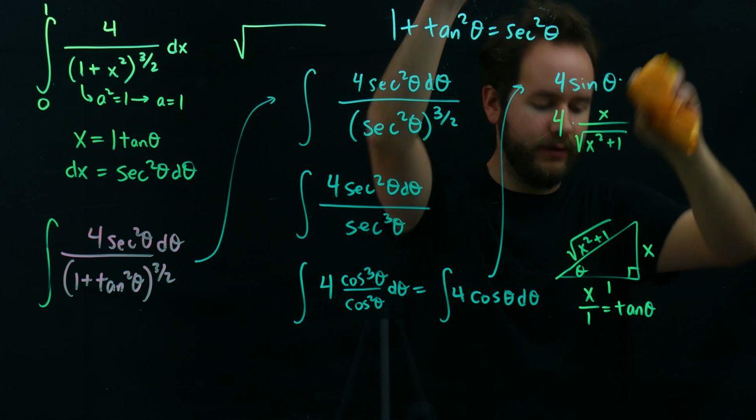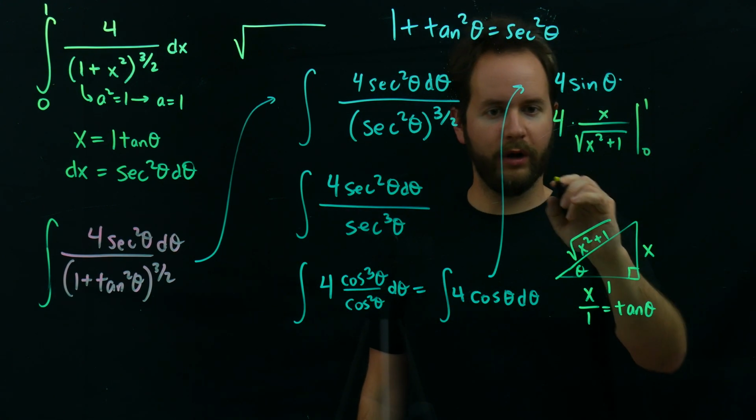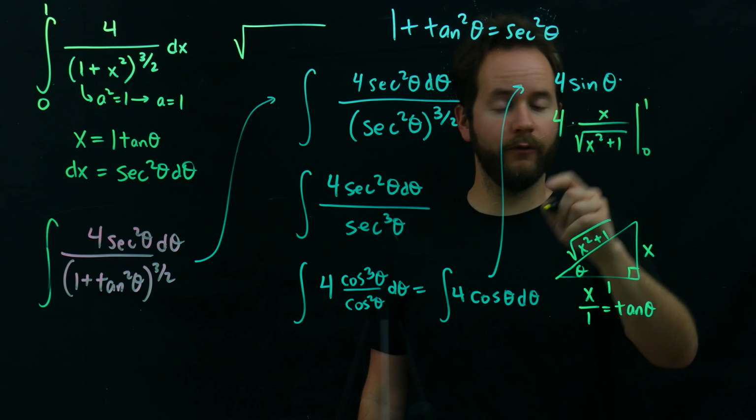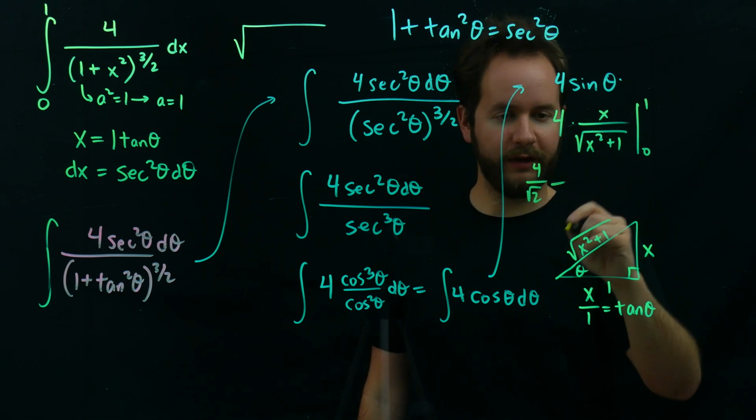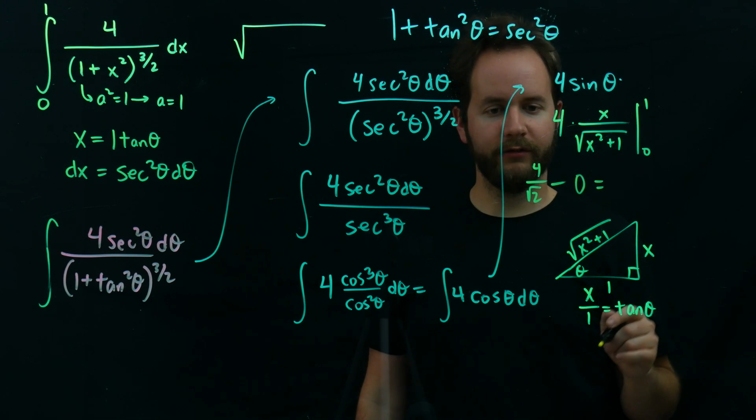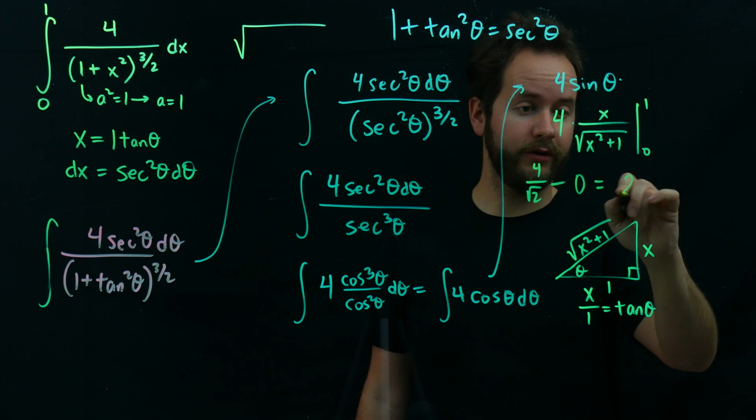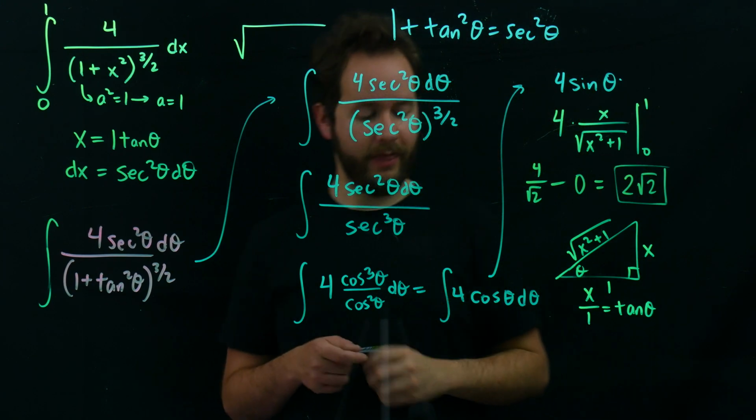We're just going to evaluate from 0 to 1. So we're going to plug in 1, plug in 0, and find the difference. When I plug in 1, I get 1 over the square root of 1 squared plus 1, which is 2, so we have 4 over the square root of 2, minus what I get when I plug in 0. Thankfully, when I plug in 0, I get 0. So my answer is 4 divided by the square root of 2. You could leave it as that, or you could say, rationalizing the denominator, this is 2 square roots of 2, and that is your final answer. That's how you do that trig sub problem.